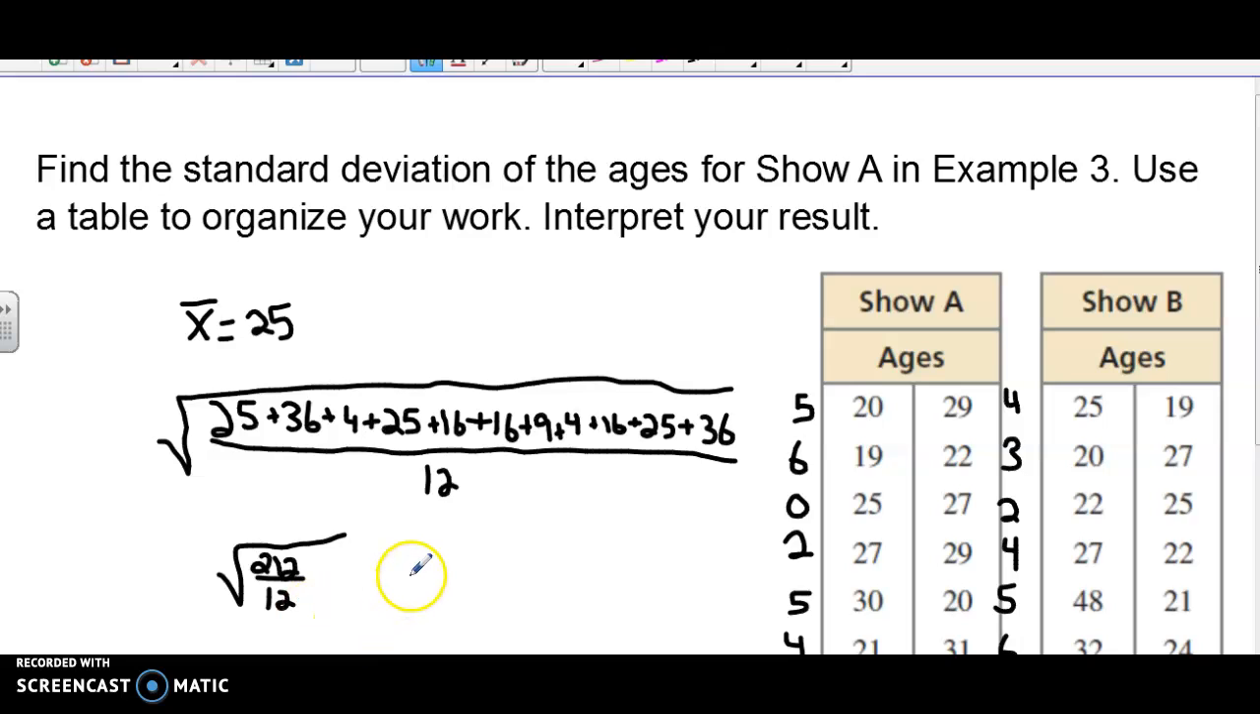17.7. Remember, the number inside the square root is called the variance. If they ever ask you for the variance, 17.7 is the variance. If you take the square root of that answer, which is 17 and 2/3, it's about 4.2. That is your answer.